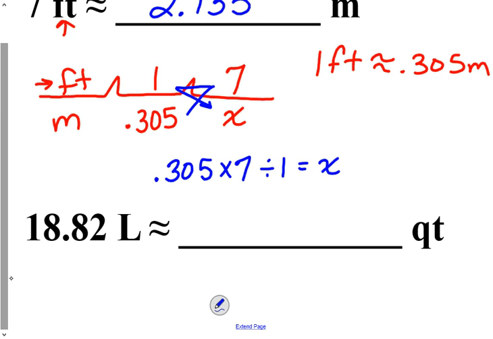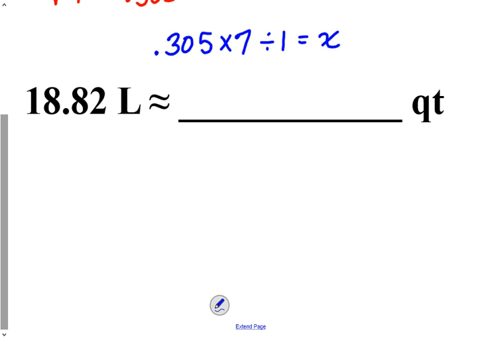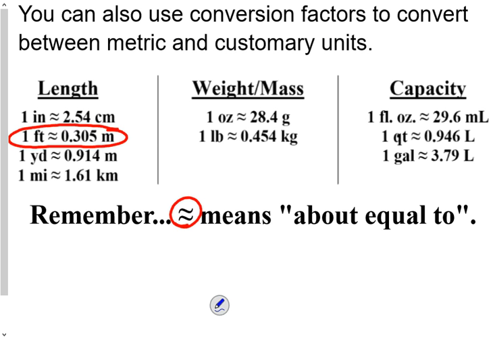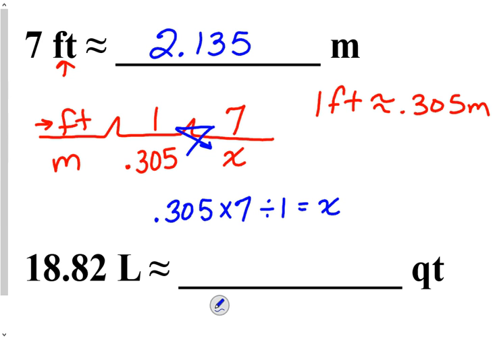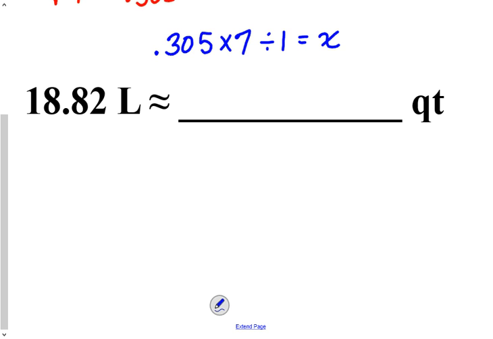Our next problem, 18 and 82 hundredths liters is about how many quarts? So liters is metric, quarts is customary. So I need a conversion factor to convert between them. When I look at them, those are capacity measurements. And so right here is the one I need because it has both quarts and liters in it. So 1 quart is about equal to 946 thousandths of a liter.